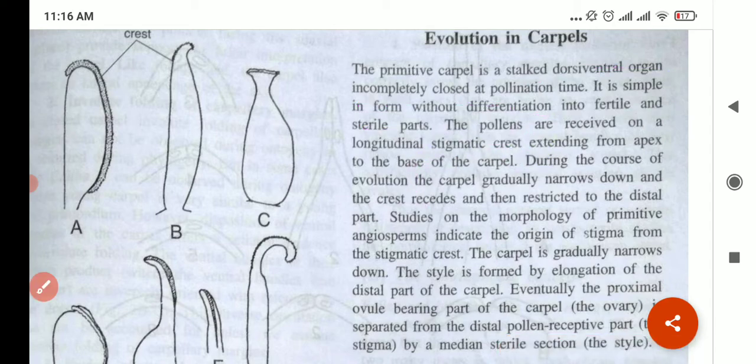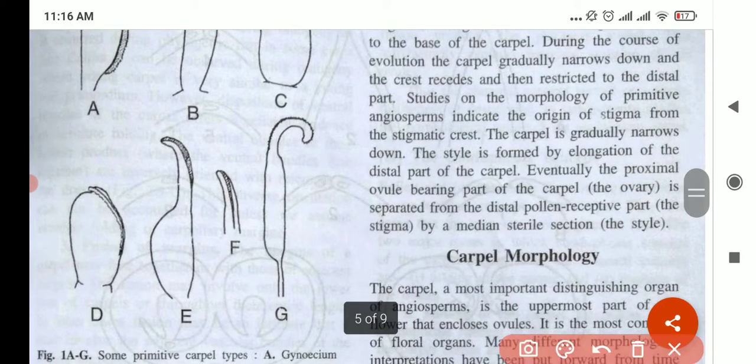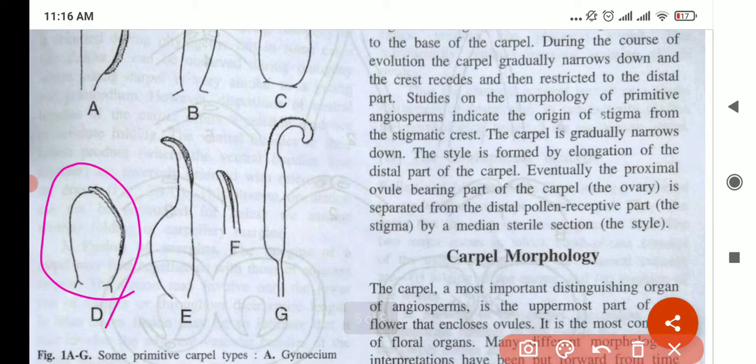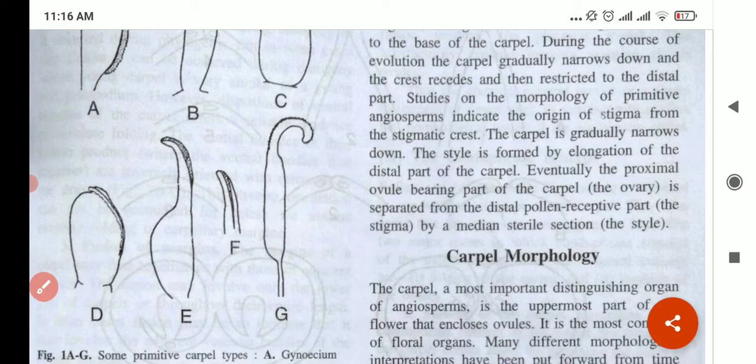Dorsiventral is just a flat sort of thing, and you don't know whether this part is fertile or this part is sterile. The pollen just lands on the crest. Whichever was lucky, somehow it will work. Some studies show that the stigma came from the stigmatic crest. We don't know for sure, but some studies support that.